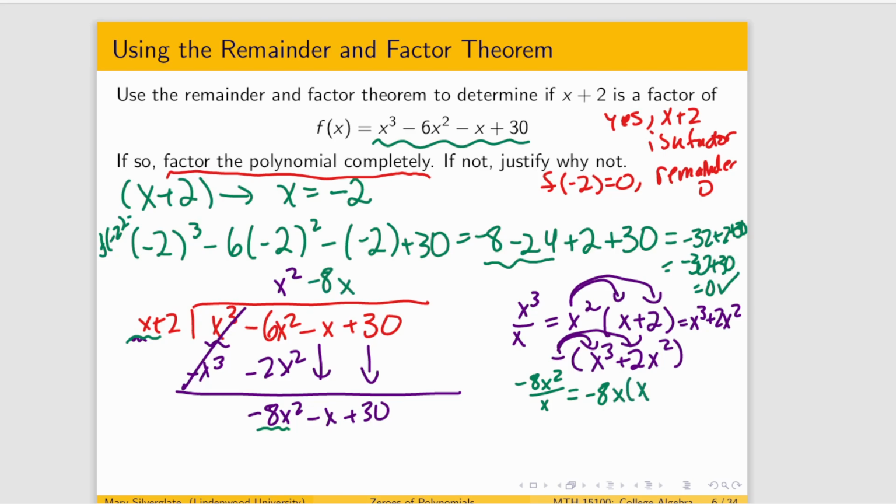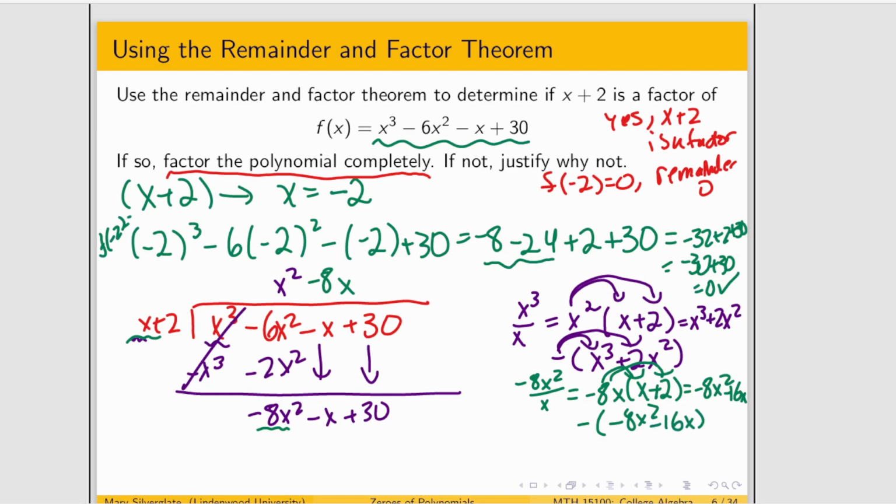We're going to multiply negative 8x by x plus 2. Negative 8x times x gets us negative 8x squared. Negative 8x times 2 gets us minus 16x. And then we are subtracting the result. That was a minus 16x. I was about to write a plus.